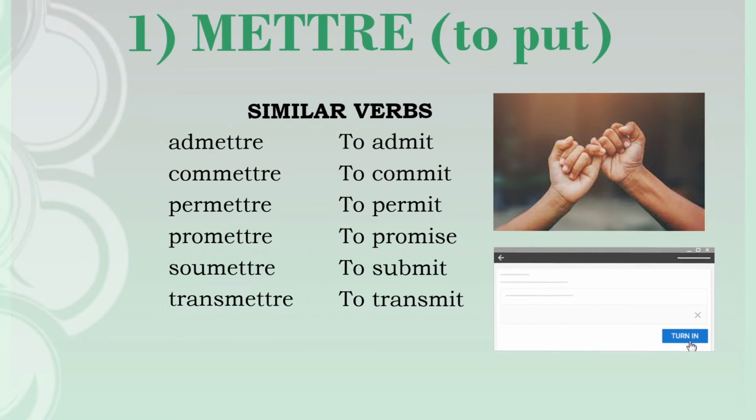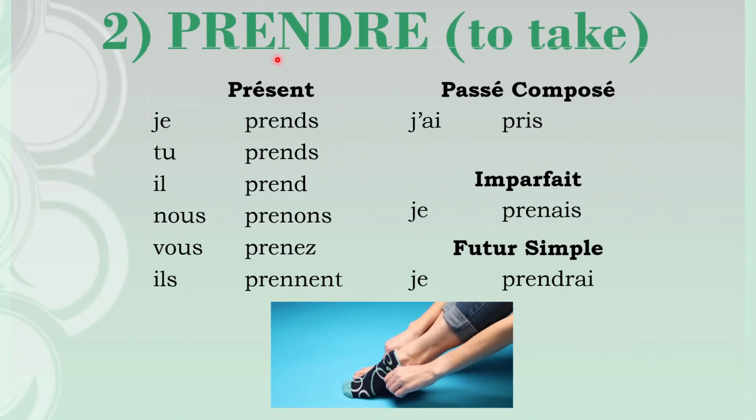Okay, now the next one you've also done is prendre. Okay, prendre is to take. So je prends, tu prends, il prend, nous prenons, vous prenez, ils prennent. Okay, passé composé, just like mettre becomes mis, prendre becomes pris. Okay, so j'ai pris, tu as pris, and so on. Imparfait, you take the nous form minus ons, so it becomes je prenais, tu prenais, il prenait, and so on. Simple future, like a normal RE verb, you cancel off the last E, you get je prendrai, tu prendras, il prendra, and so on.